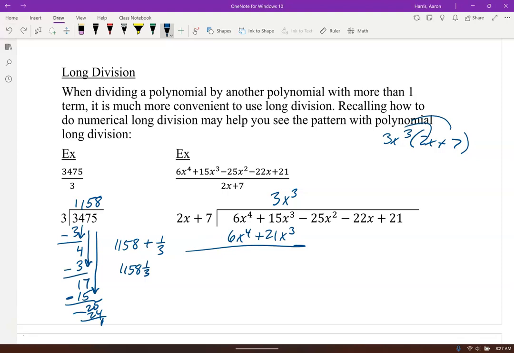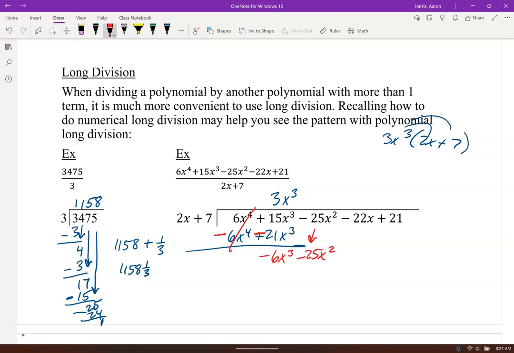So let me just do it this way. Since it's changing both signs, I'm going to do it like that. And now I do the subtraction. 6x to the 4th minus 6x to the 4th is gone. And that term should always cancel, or else you did something wrong. 15x to the 3rd minus 21x to the 3rd is negative 6x to the 3rd. And then I bring down the next term, minus 25x squared.